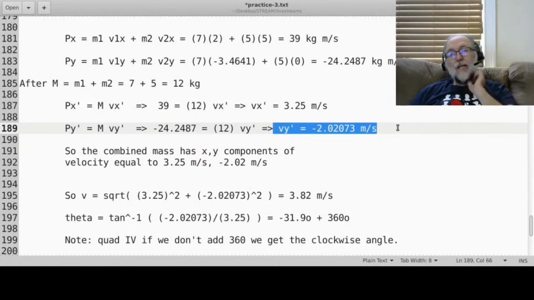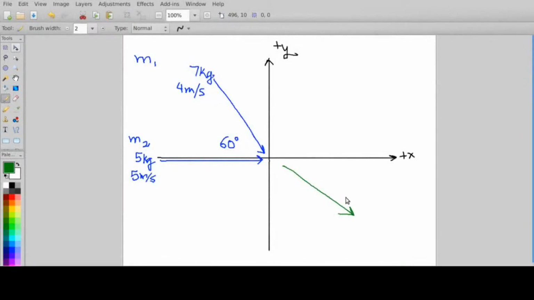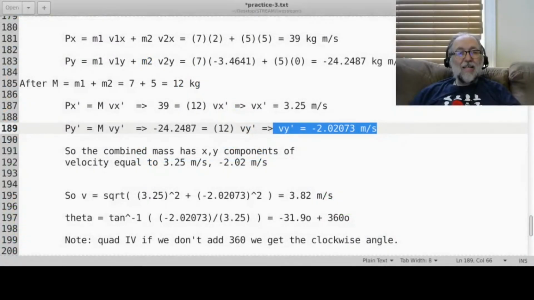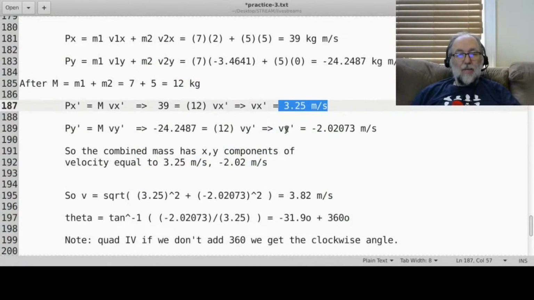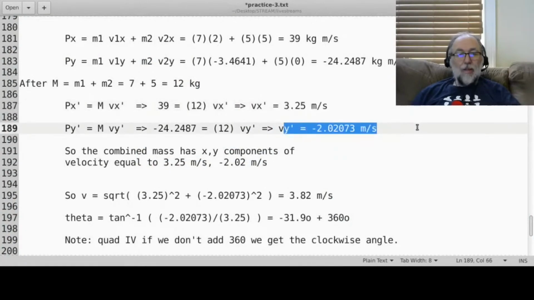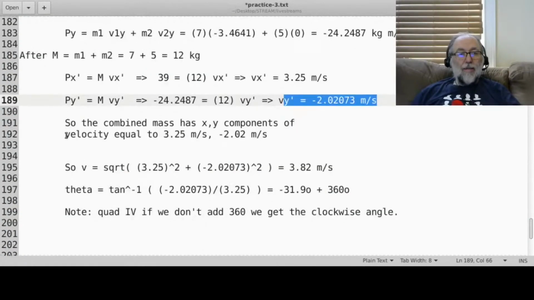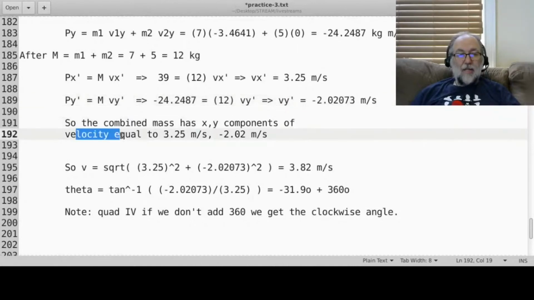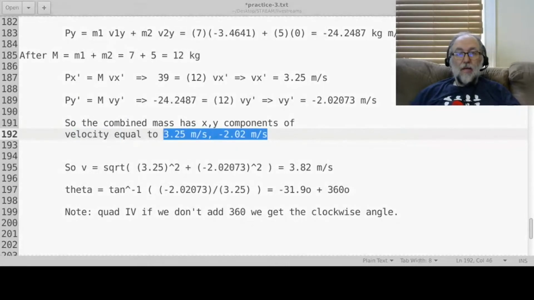Okay, and is that in quadrant 4? Because if you go back to the diagram very quickly, you see the green vector. Intuitively, it makes sense that that vector is going to be heading into quadrant 4. And in quadrant 4, you expect x to be positive. It is. And y to be negative. It is. Okay, so there you go. That answers the first question. What is the x and y component of the velocity of the combined masses after the collision? And there it is.